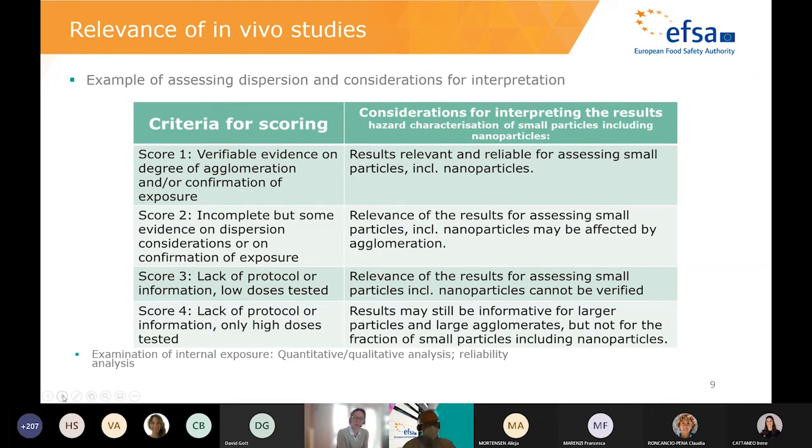In this case, for score 3, there's a lack of protocol or information but still low doses are tested. So it may be possible that the dispersion was still okay. And then the relevance of the results for assessing small particles, including nanoparticles, may be relevant, but cannot be verified. And then as the last score, lack of protocol or information and only high doses tested. The results may be informative for larger particles and large agglomerates, but not for the fraction of small particles, including the nanoparticles.